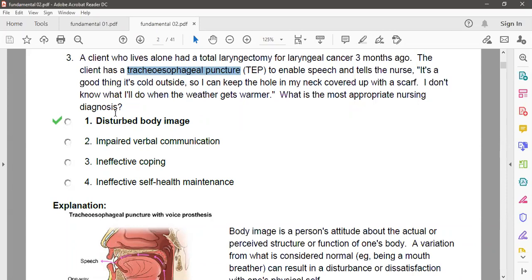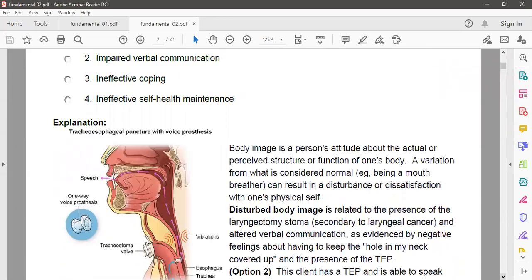So it is talking about disturbed body image, right? Because I do not know what I will do when the weather gets warmer, in summer, what will I do? So thinking about the looks, it is the body image question.